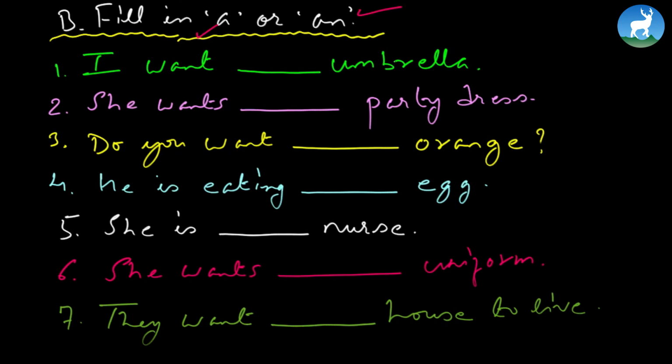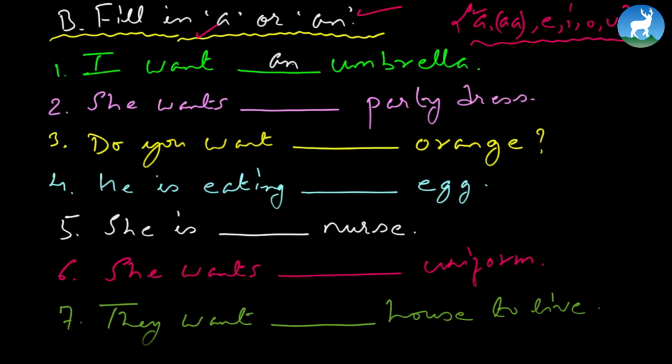Again, look at the phonic sound, the very beginning, the vowel sound. "I want an umbrella." Remember, the vowel sounds are A, E, I, O, U. "I want an umbrella." See? The very initial sound is a vowel sound. That's why we go for "an" here.